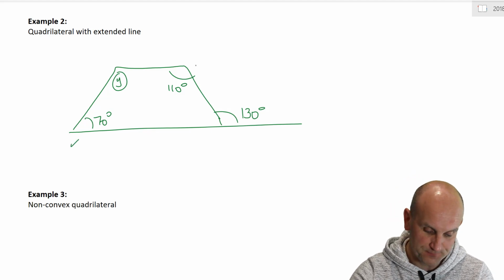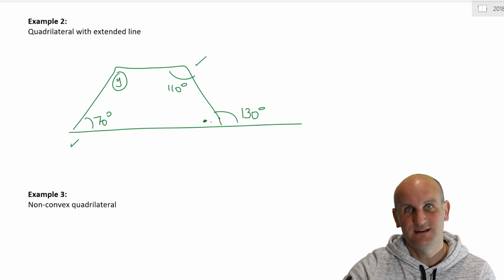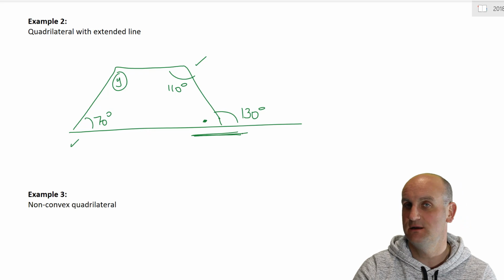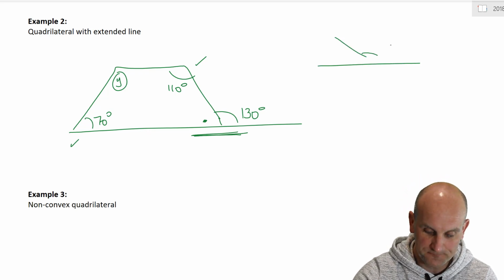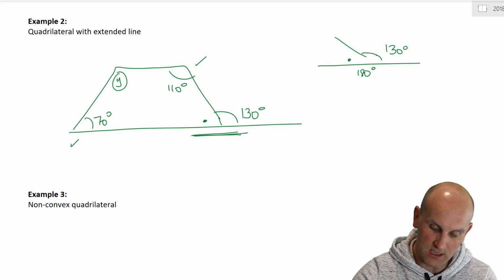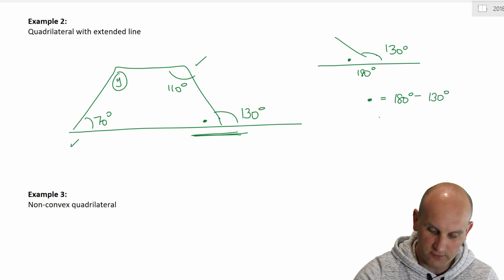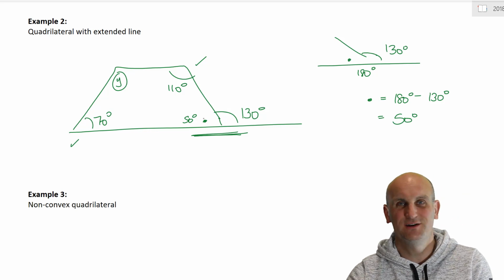Well, I've got one angle here, I've got one angle here, but hold on a moment, I don't know this angle here. And notice I put a dot by it. Why do I put a dot? To say I need to find this angle. Oh, but I know that that dot and that 130 happen to sit on a straight line. Both of those together must add to 180 degrees. So the dot is equal to 180 degrees minus 130 degrees, which gives me 50 degrees.